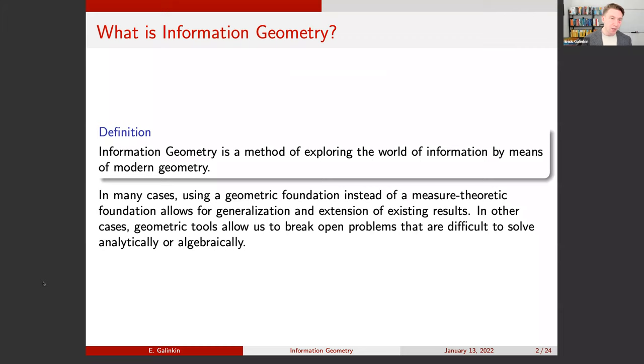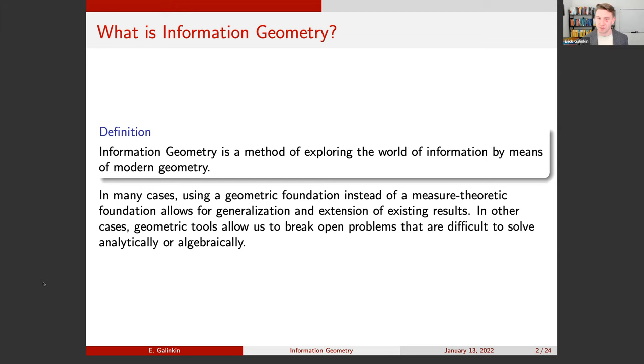So we study information geometry because, using a geometric foundation instead of a conventional measure theoretic one, and there is measure theory in here, but instead of measure theoretic probability, we use this geometric formalization that lets us generalize and extend existing results, right? So we can use geometric tools instead of analytic or algebraic tools to try and tackle these problems, right? And towards the end I provide one of my favorite geometric simplifications of a very famous result.